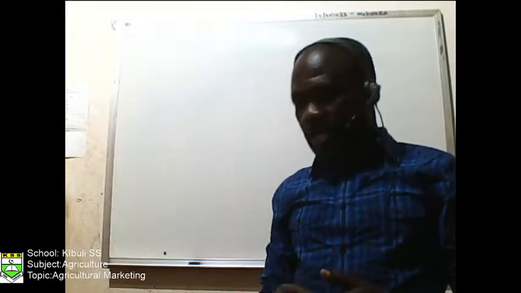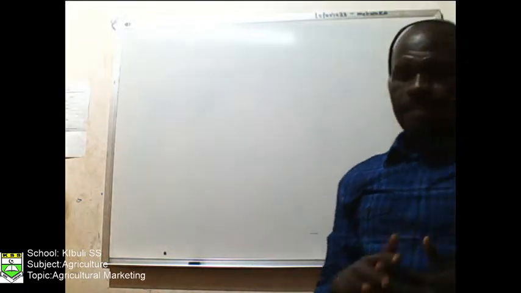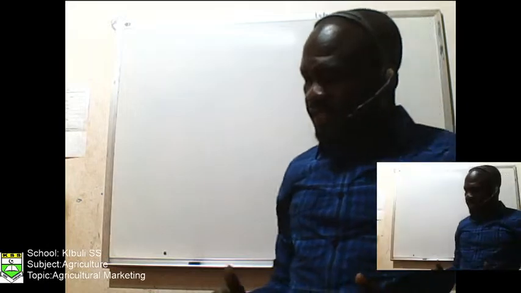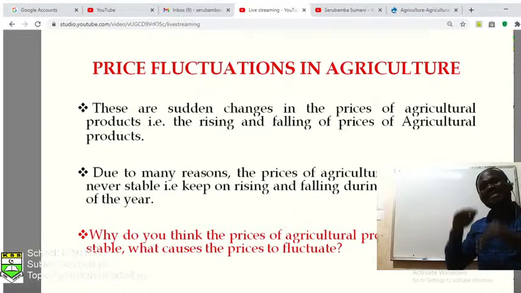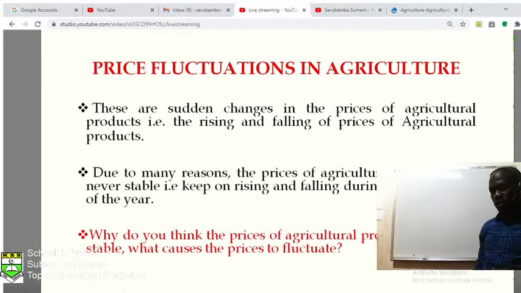So I want us to turn our attention to our last aspect of today, which is price fluctuations in agriculture. Now, you realize that, like I said before, prices of agricultural products are never stable. They keep rising and falling. By the way, price fluctuation does not mean falling of prices. It means rising and falling, not just falling. To fluctuate is to be unstable, to keep changing, to keep rising and falling.